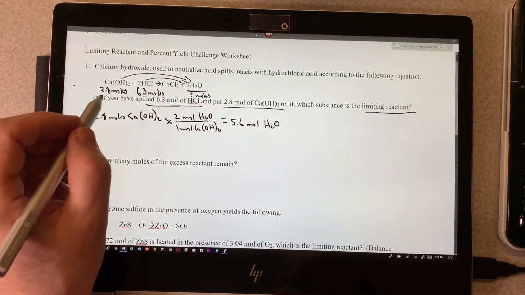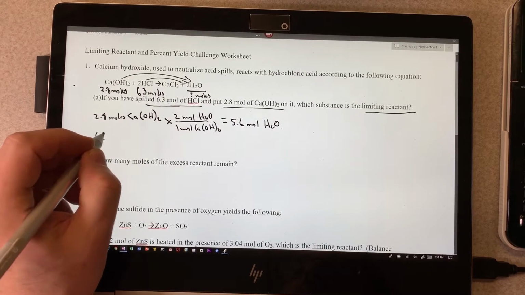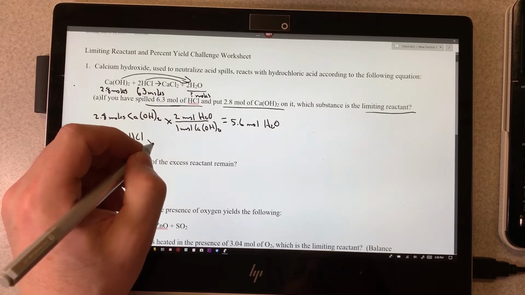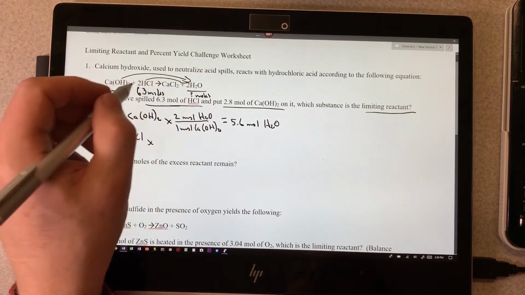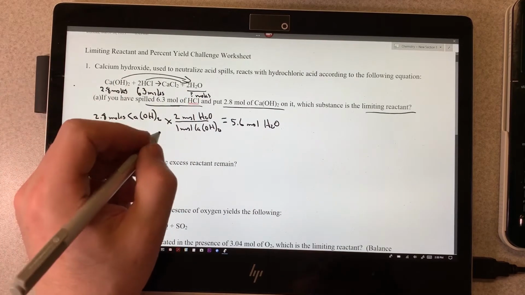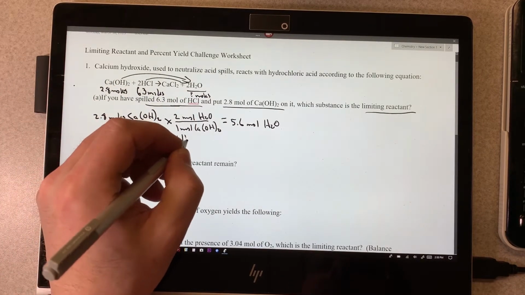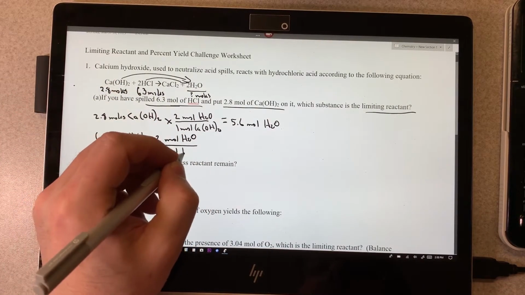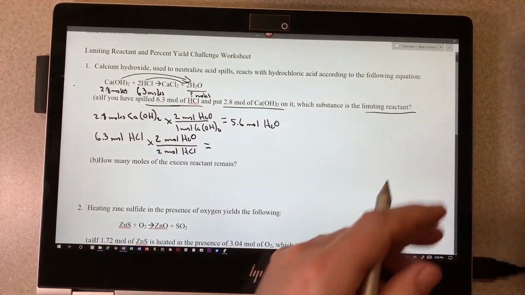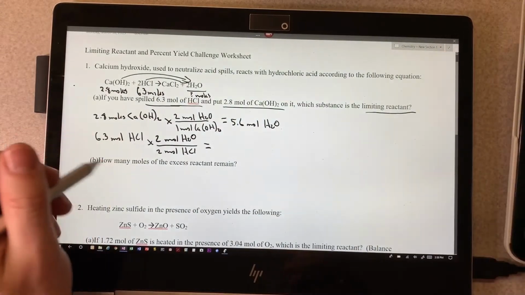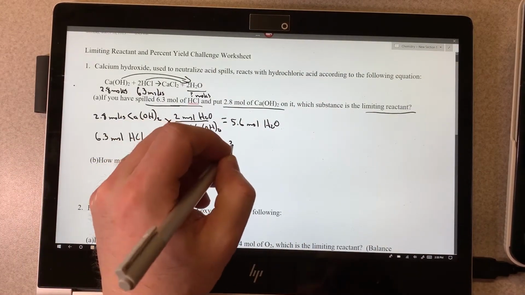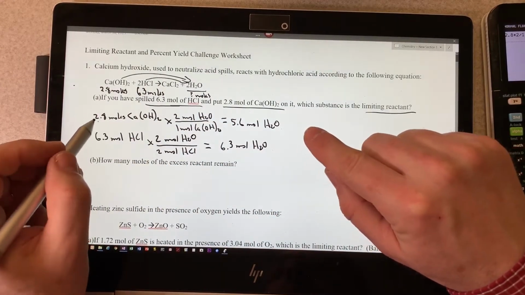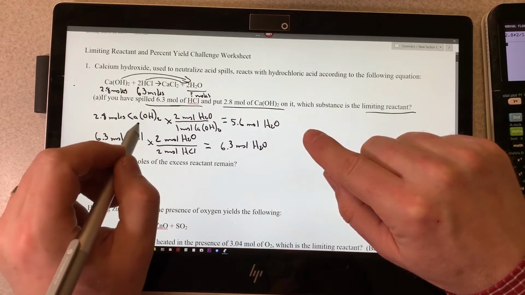Now, so I've got that one down. Now let's use the other one. I have 6.3 moles of HCl. It's got a 2 to 2 mole ratio from the balanced equation, so I'm going to use 2 moles of water over, in this case it's HCl, 2 moles of HCl. Plug that in my calculator, and voila, that cancels out. I get 6.3 moles of water.